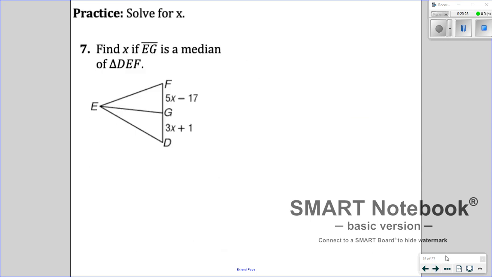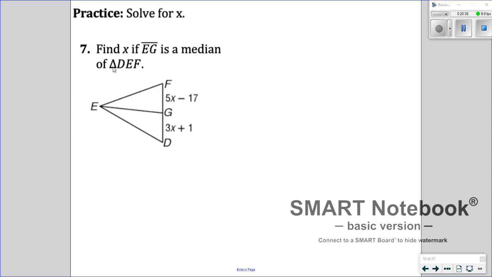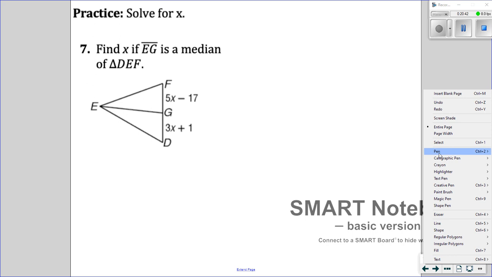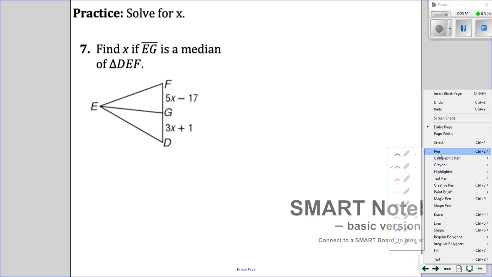All right, so we're going to do a practice problem. For median, we're going to do a practice problem. So it says find x and find EG. Find x if EG is the median of triangle DEF.